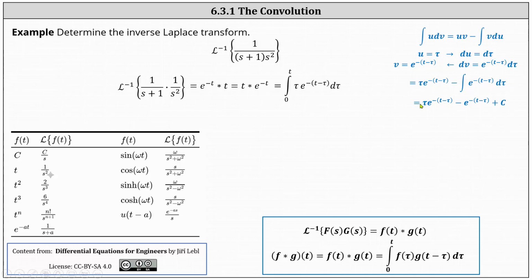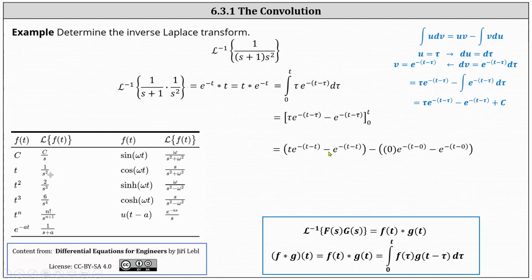The final result is tau times e to the power of the opposite of t minus tau minus e to the power of the opposite of t minus tau plus c. But of course we have a definite integral, and therefore we use the antiderivative tau times e to the power of the opposite of t minus tau minus e to the power of the opposite of t minus tau, and we have our limits of integration from 0 to t. And now we determine big F of t minus big F of 0, which will give us the inverse Laplace transform of 1 divided by the product of s plus 1 and s squared.